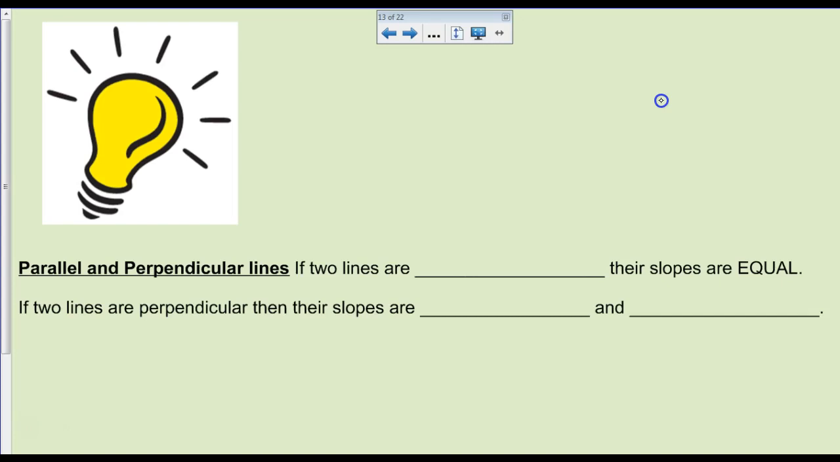All right, blast from the past. Parallel and perpendicular lines. I'm sure you guys all remember that. Something to do with their slopes, right? If two lines are parallel, their slope is equal, because they have the same rate of change, therefore they will not intersect. If two lines are perpendicular, their slopes are, this is the tricky one, opposites, meaning opposite signs, and reciprocals.